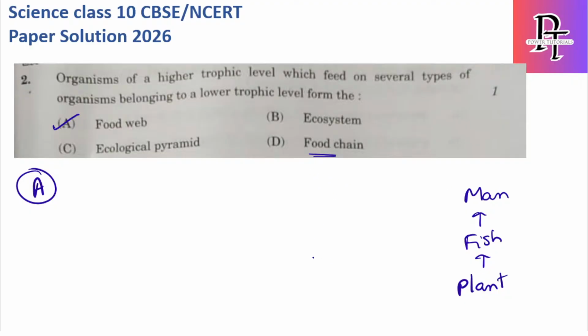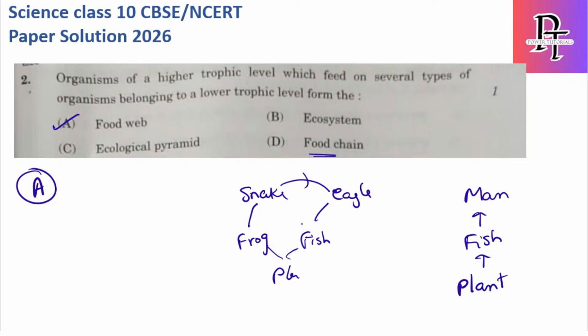What about a food web? A food web is multiple. It can have plant here and here I can say fish, and the same plant can also be eaten by frog, and then here I can say snake, and fish, suppose I can say eagle, and snake again can be captured by eagle also. So here the order is changed. So it is like multiple orders, it's not a single hierarchy.